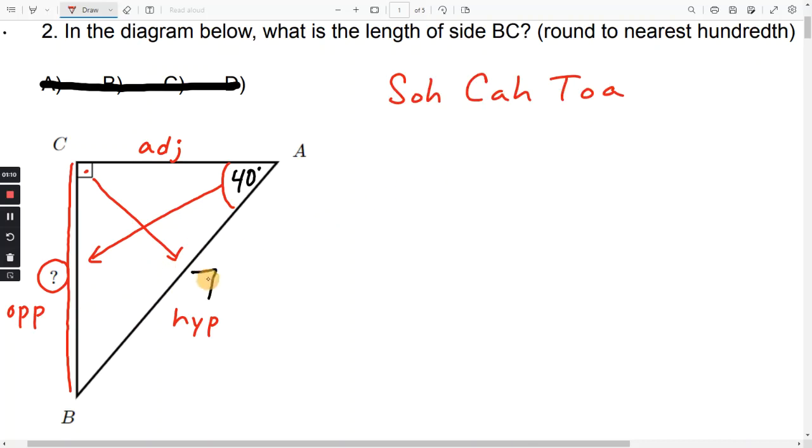Okay, and the side lengths that we actually have are the opposite and the hypotenuse. So we choose the trig functions based on the sides that we have. So here is the one with opposite and hypotenuse. So that's going to be the sine function. So the formula, the sine of an angle theta, is going to be opposite over hypotenuse.